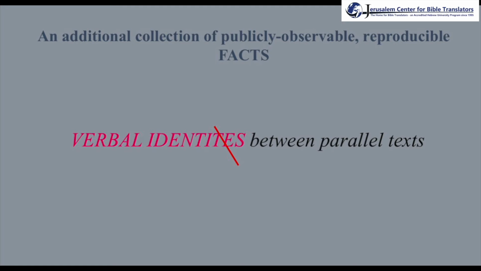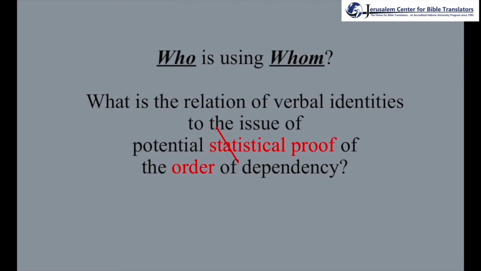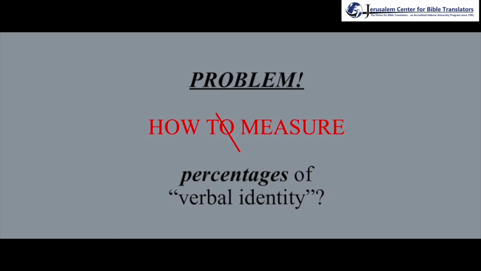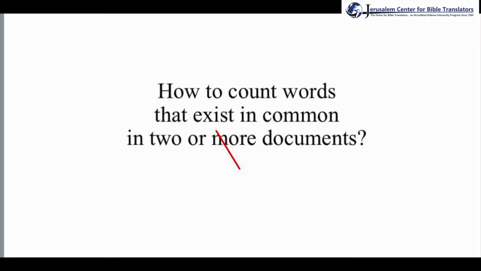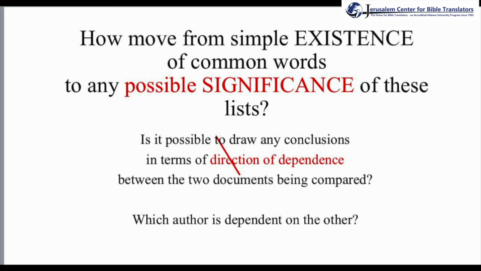So let's look even more closely at verbal identities between parallel texts. What is the relevance, if any, of the study of the verbal identities between the parallel texts? Who's using whom? What's the relation of verbal identities to the issue of potential statistical proof of the order of dependency? Now we got a problem, how to measure such a thing. Percentages of verbal identity. How can you count words that exist in common in two or more documents? How to move from simple existence of common words to any possible significance of these lists? Is it possible to draw any conclusions in terms of direction of dependence between the two documents being compared? Which author is dependent on the other?